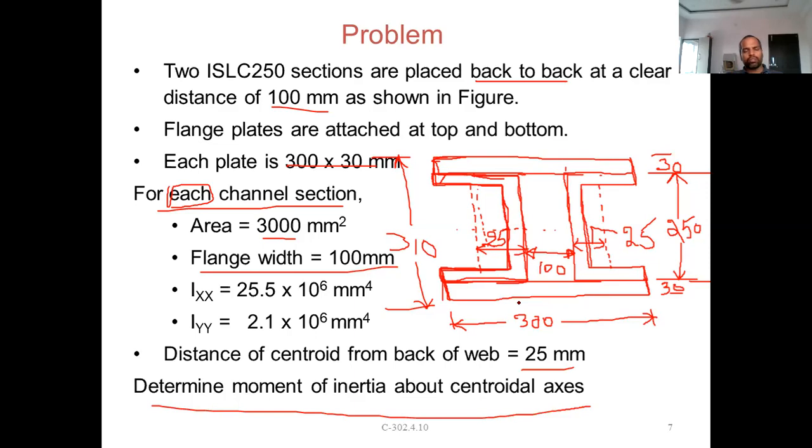So in this one, whether there is any axis of symmetry, and if there is, about which axis it is symmetric, either horizontally or vertically, meaning the x-x axis or y-y axis. Just observe it.